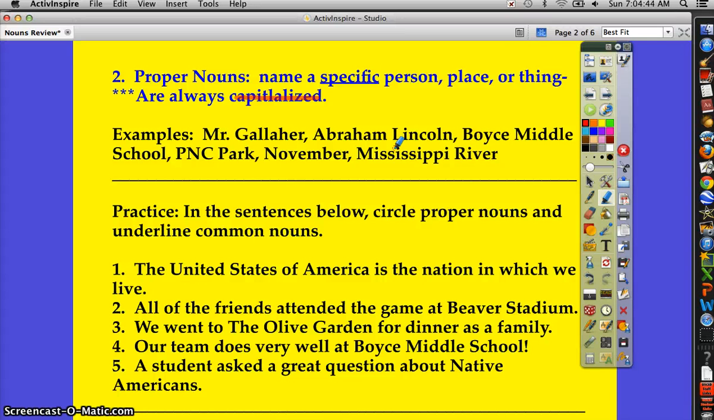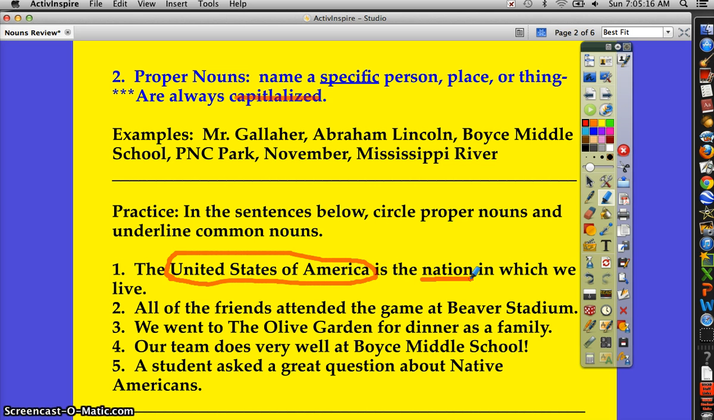So as the directions say, in the sentences below, circle proper nouns and underline common nouns. So number one, the United States of America is the nation in which we live. So looking at that sentence, United States of America would be a proper noun, so we'll circle that one. Nation would be a common noun, naming a place or a thing. So we have United States of America and nation in number one being nouns.